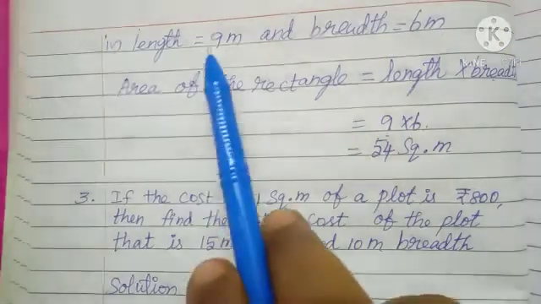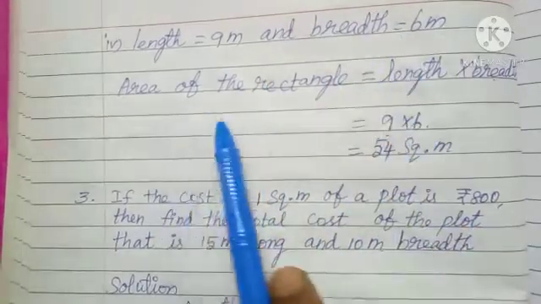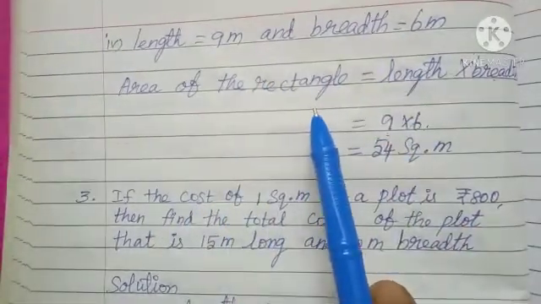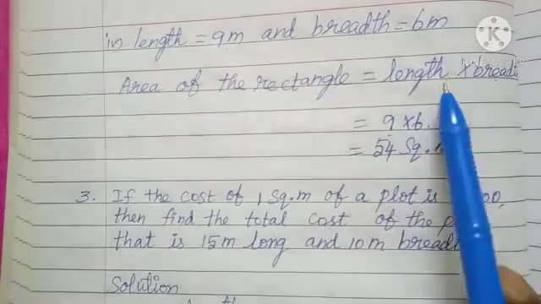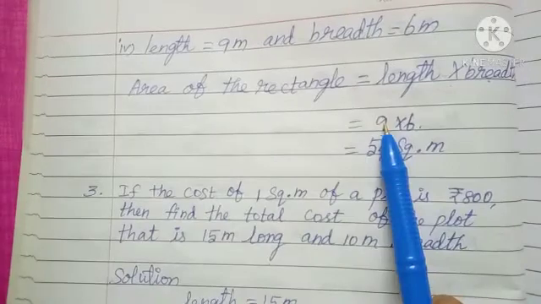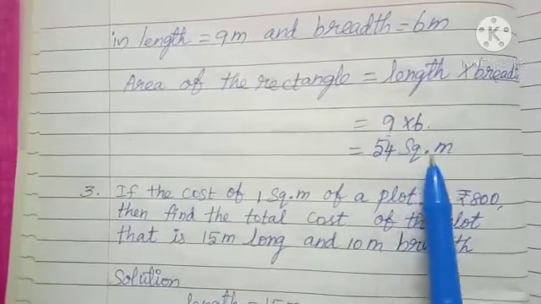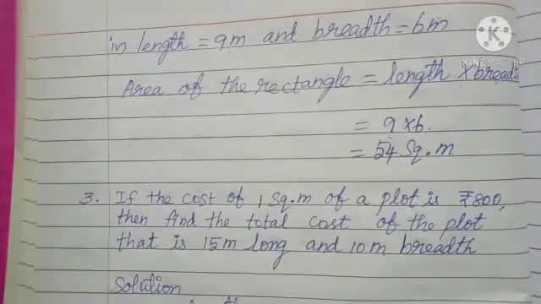So here the length is 9 meter, breadth is 6 meter. Area of rectangle: first you find out what the formula is. Length multiply breadth. So length is 9 meter, breadth is 6 meter, 9 sixes are 54 square meter.